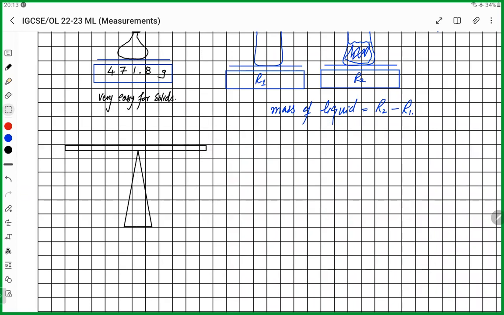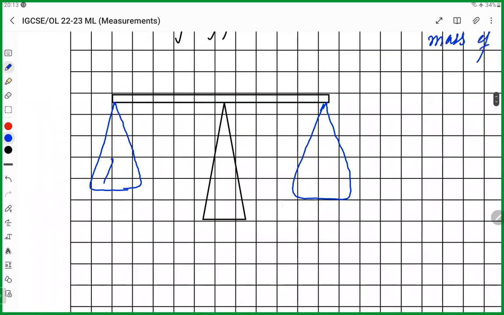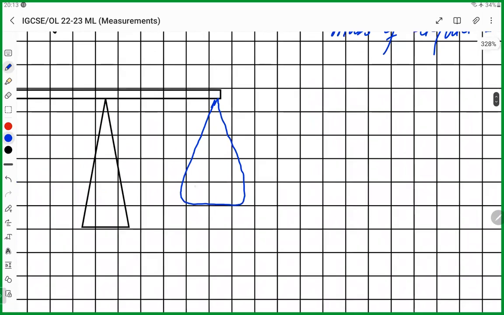A beam is on the top. There will be a pan hanging here. A same kind of pan will be hanging on the other side. So what we do is we put the sack or something that we want to find the mass of here, and we put some known masses here.